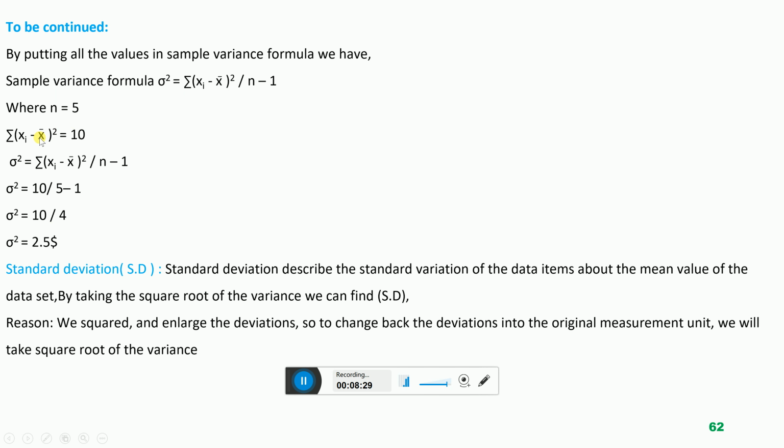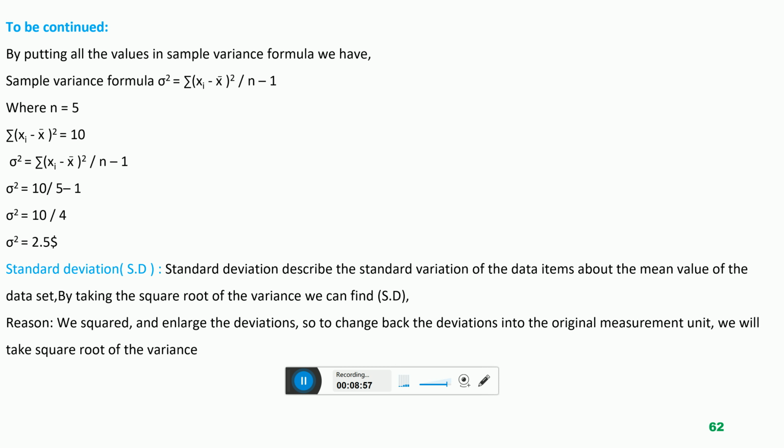Now we will put in the values. I am putting in this formula for the summation of xi minus x bar whole square its value 10. I am putting for n its value 5. We have sigma square equal to 10 divided by 5 minus 1, so 10 divided by 4, and sigma square is equal to $2.5. This is the variance that we calculated.